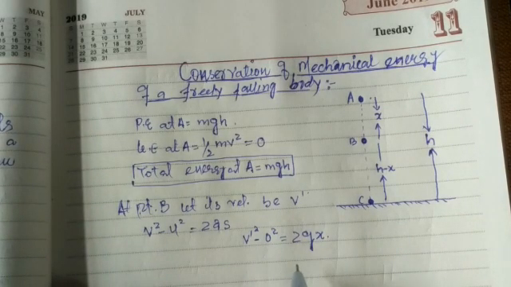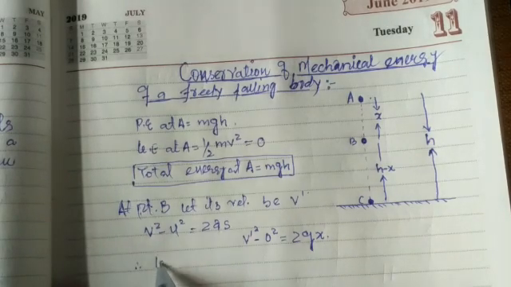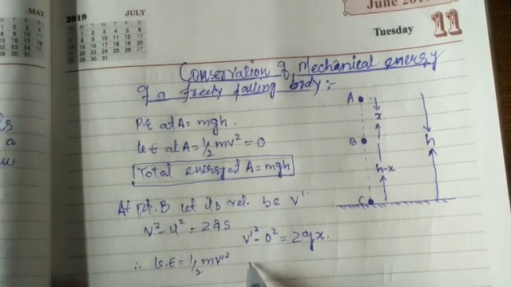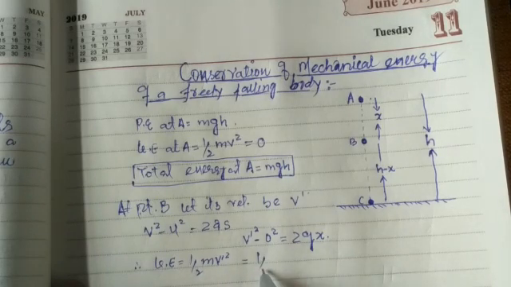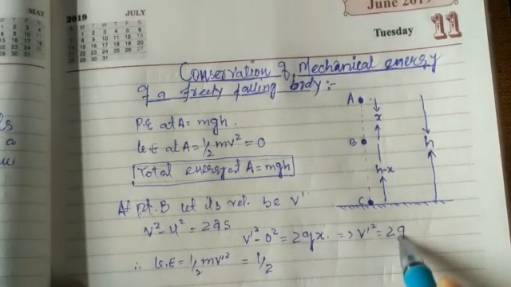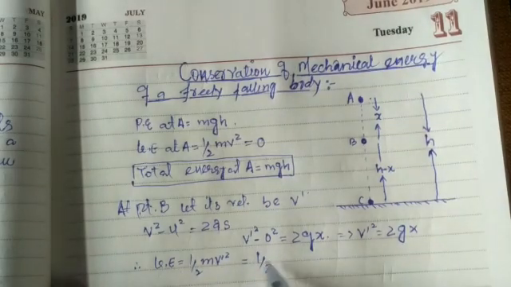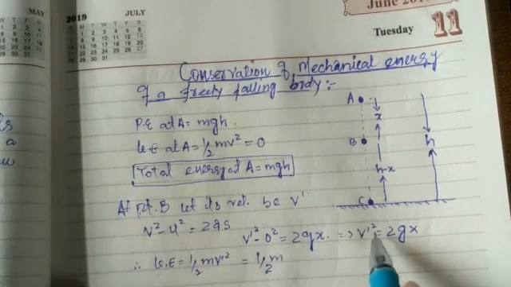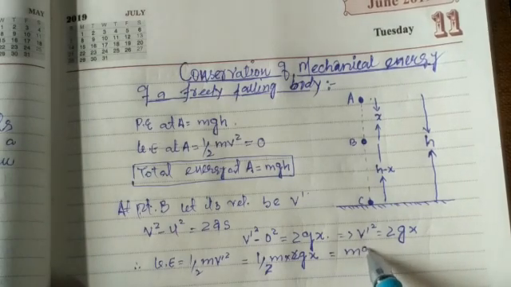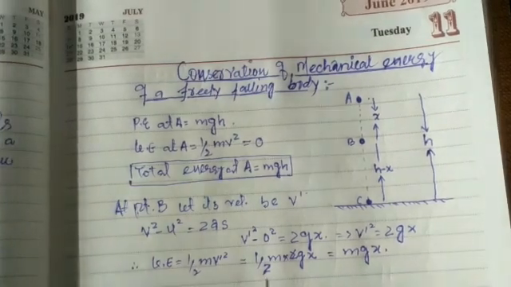Now what will be its kinetic energy? Therefore kinetic energy equals 1/2 m v dash squared. From this equation we get v dash squared equals 2gx. So 1/2 m into 2gx, the 2 and 2 cancel, it is simply mgx. Now this is the kinetic energy.